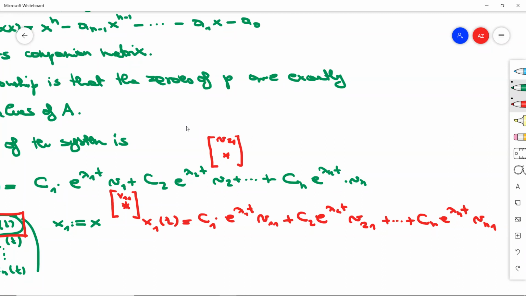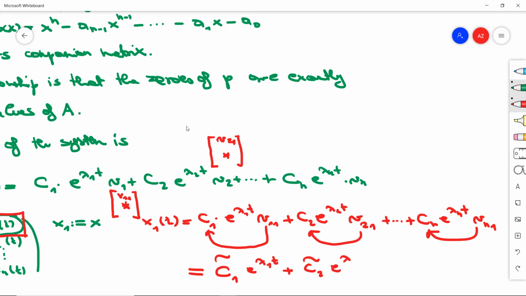But these v11, v21, up to vn1 are just constants. They are just some real numbers, so we can just absorb them in C1. So we don't really bother what those first components of the vectors are. So x1 of t can be expressed as C1 tilde, some new constant, times e to lambda 1 t plus C2 tilde e to lambda 2 t, and so on.